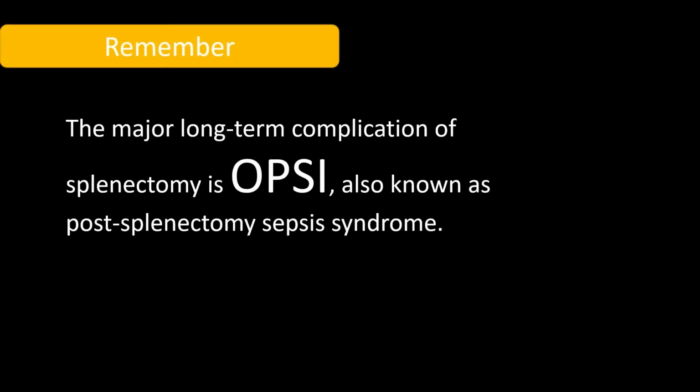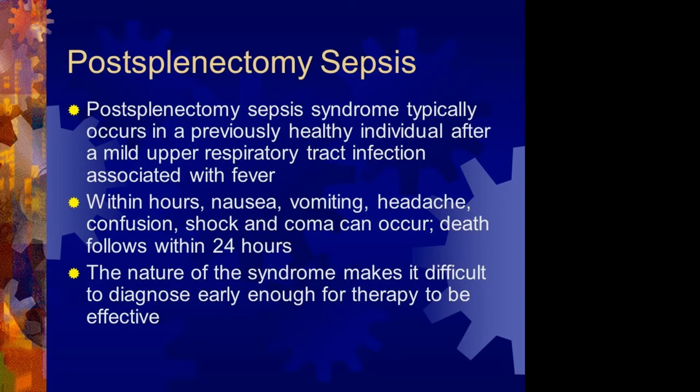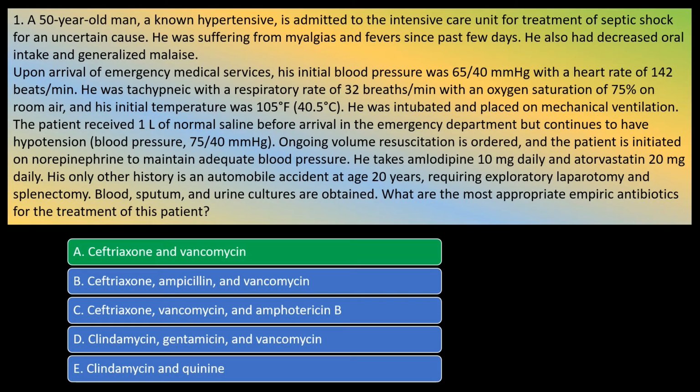The major long-term complication of splenectomy is OPSI, also known as post-splenectomy sepsis syndrome, which is defined as generalized non-specific flu-like syndromes followed by rapid deterioration to full-blown septic shock within 24 to 48 hours of onset. So in this patient also it occurred. Within hours, nausea, vomiting, headache, confusion, shock and coma can occur in this situation, and the nature of this syndrome makes it difficult to diagnose early enough for therapy to be effective. And ceftriaxone and vancomycin would be the appropriate choice for this patient. So this is the answer.